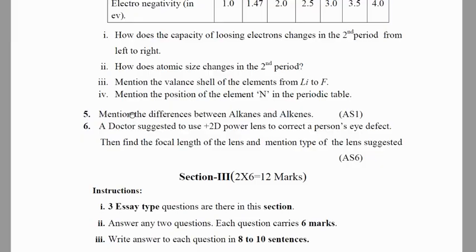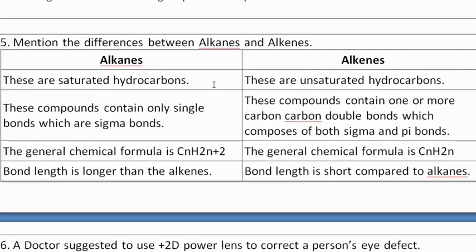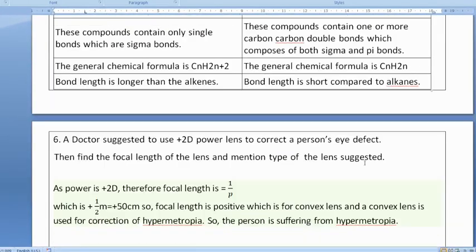Moving to the fifth question in section 2, mention the difference between alkanes and alkenes. Alkanes are saturated hydrocarbons, whereas alkenes are unsaturated hydrocarbons. Alkanes contain only single bonds, whereas alkenes contain double bonds. The general chemical formula of alkanes is CnH2n+2. The general chemical formula of alkenes is CnH2n. The bond length of alkanes is longer than that of alkenes, whereas the bond length of alkenes is short compared to alkanes.